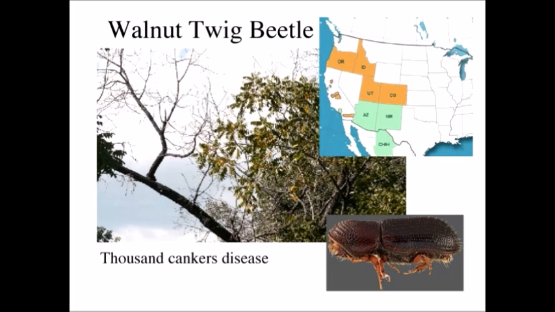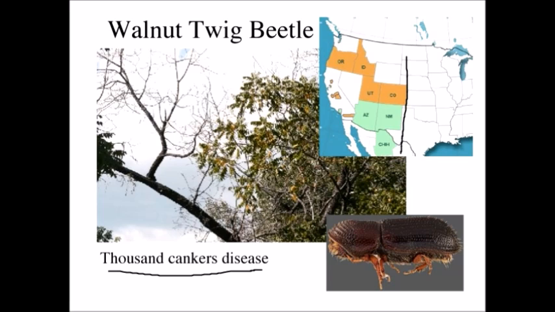Now here's a new one. I think this is my last one here. I say new. This is the walnut twig beetle. This is another ambrosia beetle, and this transmits thousand cankers disease on black walnuts. And you can see, so far it's out here in Colorado. We have black walnuts here, and hopefully it won't make this jump anytime soon. But this would be just one more threat to one more kind of tree that we have in North Carolina.